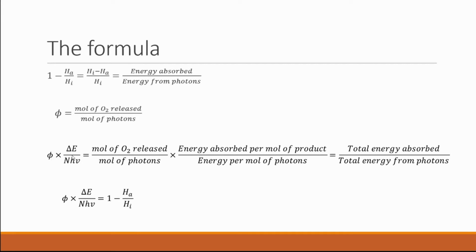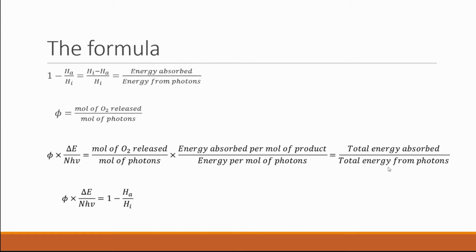So when you multiply all of these together, so mole of photons multiplied by energy per mole of photons, you're going to get total energy from photons, right? That's pretty logical to convert what's going on at the bottom into this thing here. And what's at the top, mole of O2 released multiplied by energy absorbed per oxygen that is generated as a product. So what you get in total is total energy absorbed, right? So pretty easy to figure out why that's so.